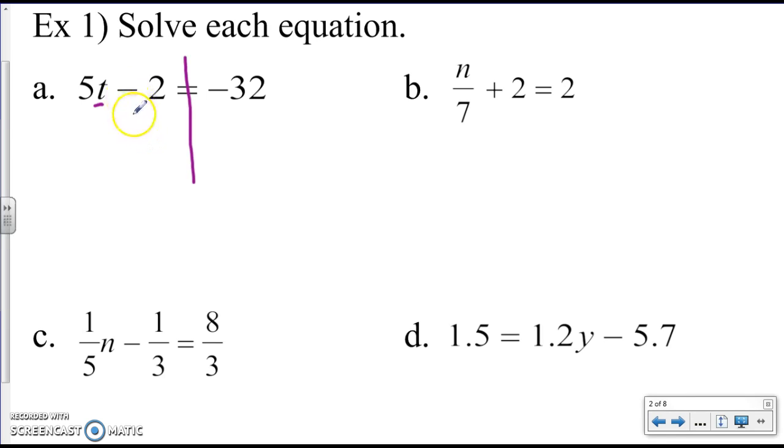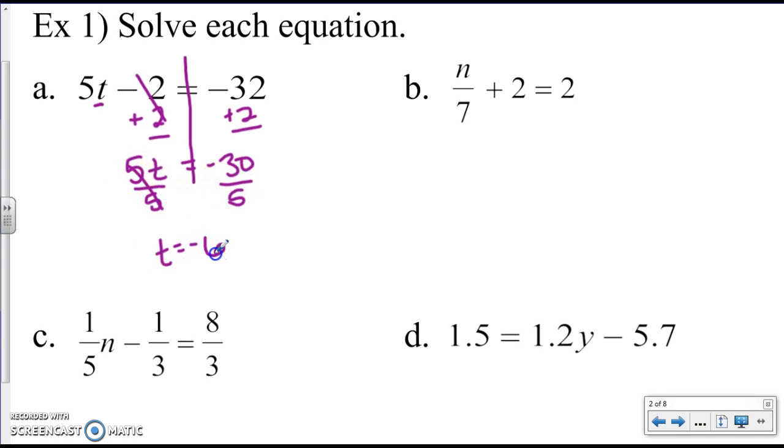So the opposite of minus 2 is plus 2. We're going to do that just like we did yesterday. And when I add 2 to both sides, those cancel. So I'm left with 5t on the left equals negative 30 on the right. Then I'm left with a one-step equation. So 5 times t means I need to divide by 5 on both sides to get t equals negative 6.